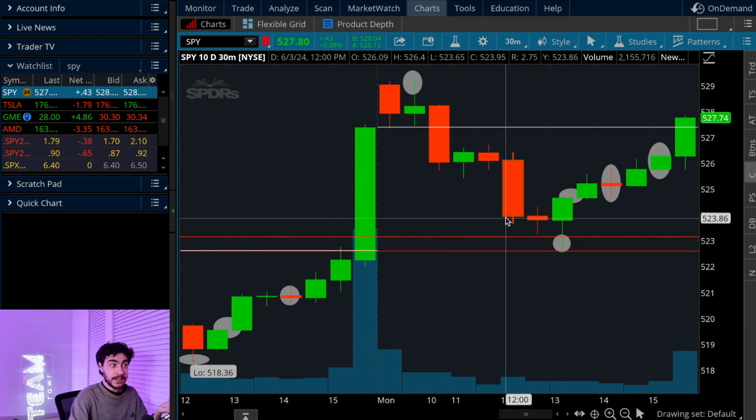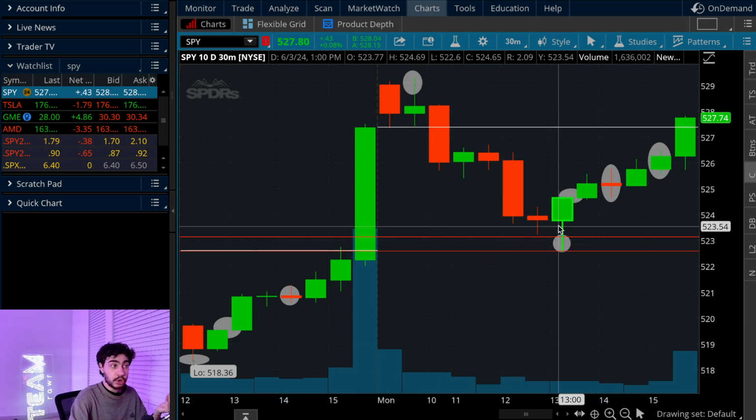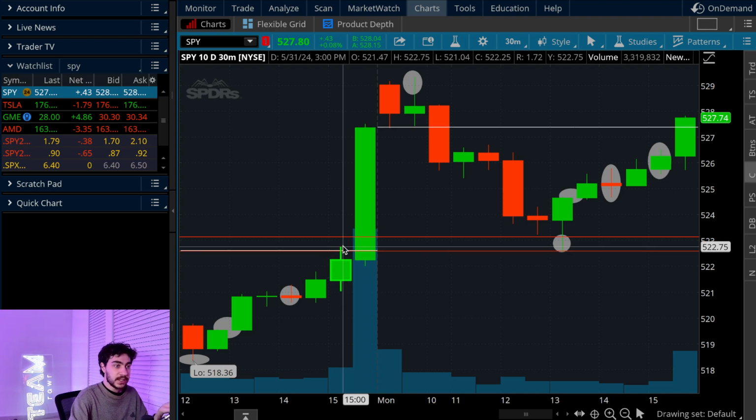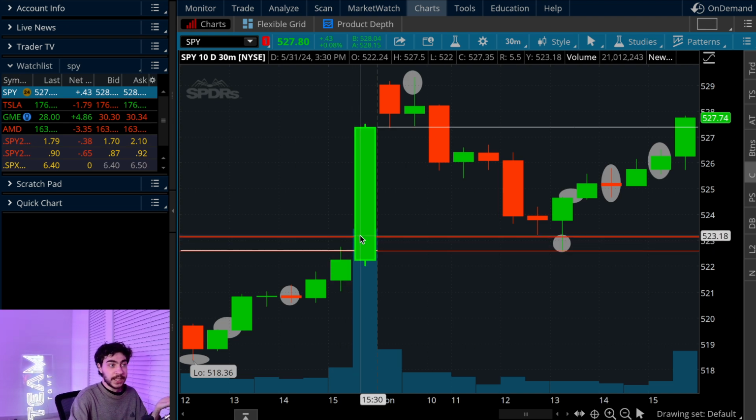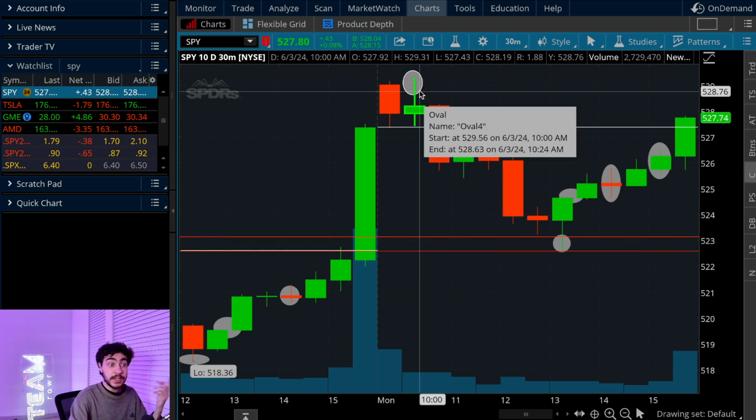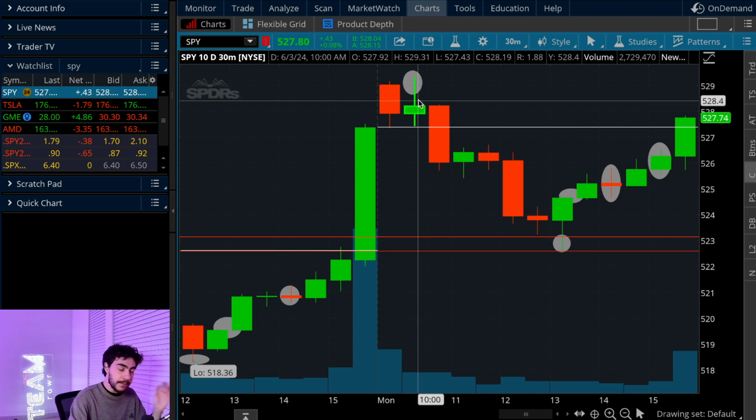You could say it's been sitting nearly 90 minutes straight at this previous resistance zone. So if history repeats itself, the SPY is going to spike right back up to this wick for a strong bullish 30-minute close. Are you understanding how simple this is?